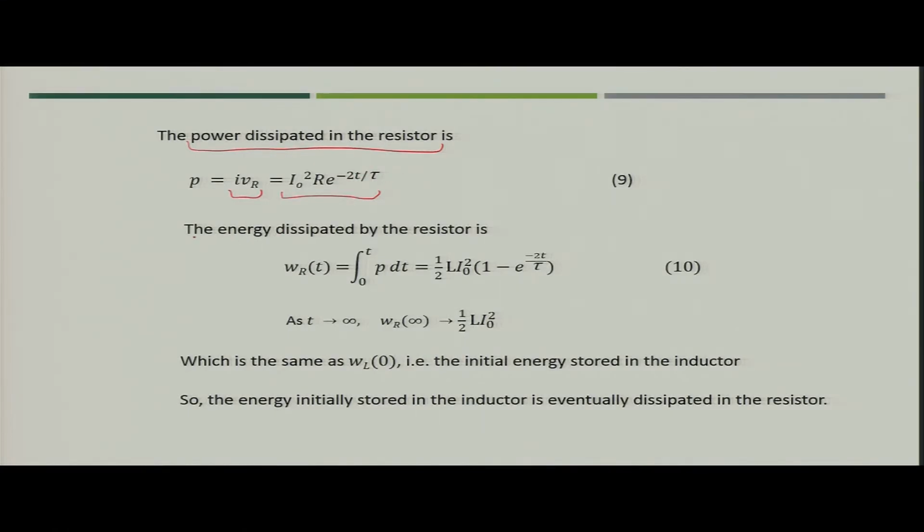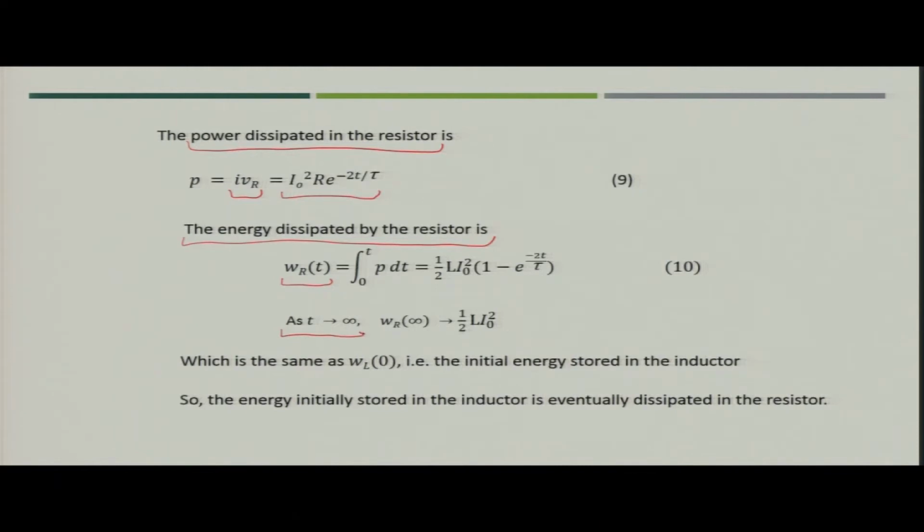Now, what we want to find out is the total energy dissipated by the resistor during a particular time t. What we can do? We can find out the value of energy as the integration of instantaneous power P over dt between 0 to t. So, what we get? We get the value as 1 by 2 L I naught square into 1 minus e to the power minus 2 t by tau.